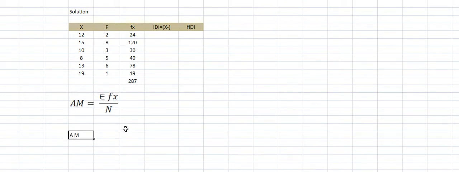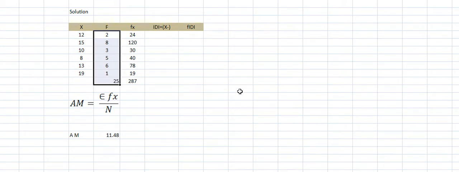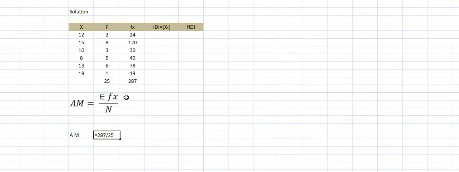So arithmetic mean equal to what actually? Summation of fx. Fx is how much here? 287. 287 divided by this f now. 8 plus 2 is 10, 10 plus 3 is 13, 13 plus 5 is 18, 18 plus 7 is 25. So if you add all these items, you will get 25. 25 is what actually? Frequency total. So that is n. Fx total is 287, and f total is 25. So the answer is 11.48.